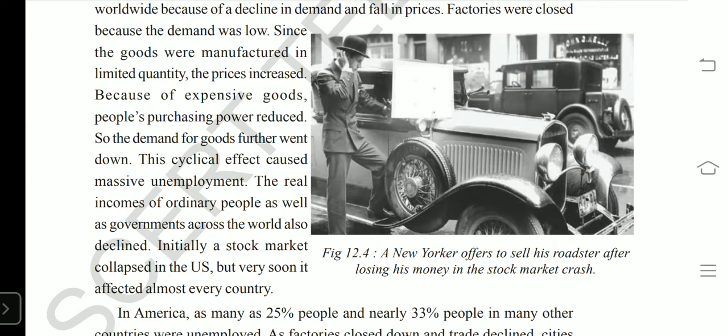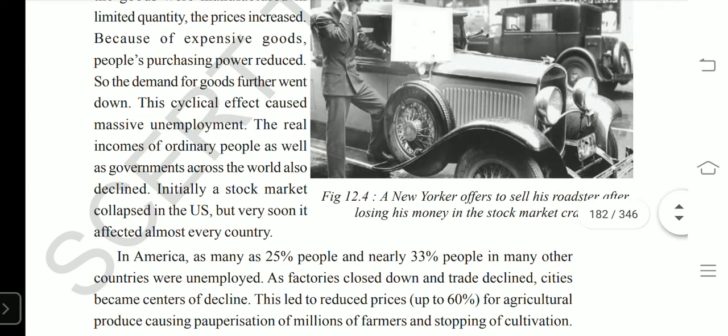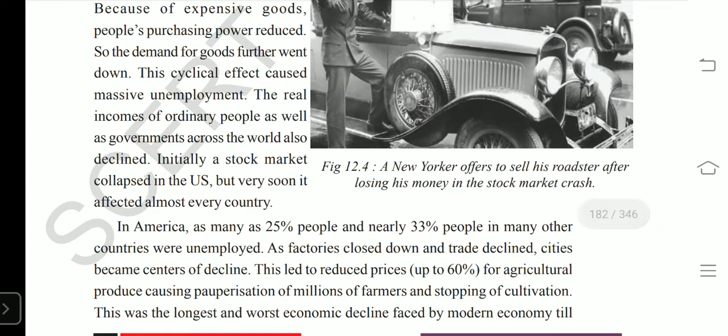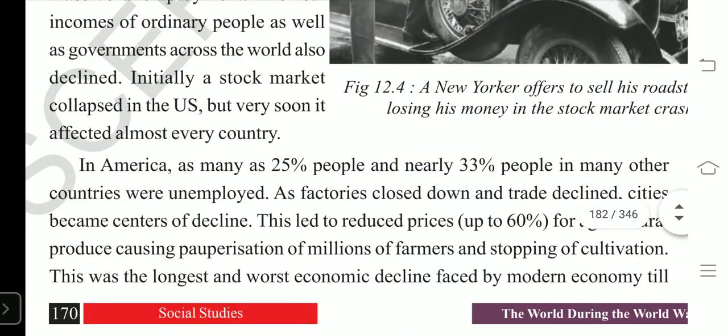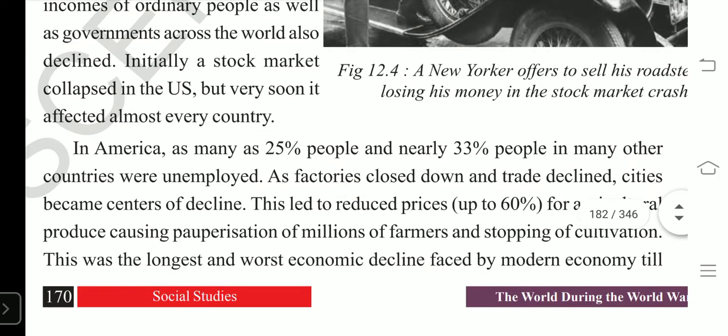Initially it started with a collapse in the US stock markets, but very soon it spread. With this Great Depression, about 25 percent of the working people in America turned unemployed, and 33 percent of people in many countries were unemployed. As factories closed down, trade decreased. There was no selling and purchase of goods, and many of the cities became centers of decline.